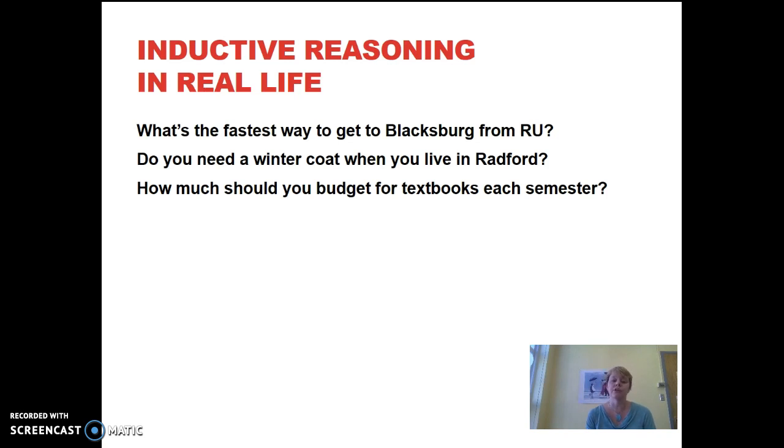Do you need a winter coat when you live in Radford? You ask your RA, who was here last winter, and your RA says, well, it was really mild. I never used my winter coat. I don't think you really need it. Then you talk to Professor Kansas Benji Small, who's been here since 2001, who will tell you, yeah, last year was really mild, but a couple years ago we had snow every week.